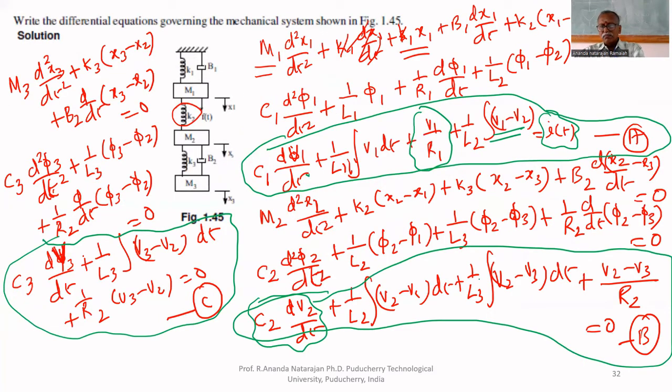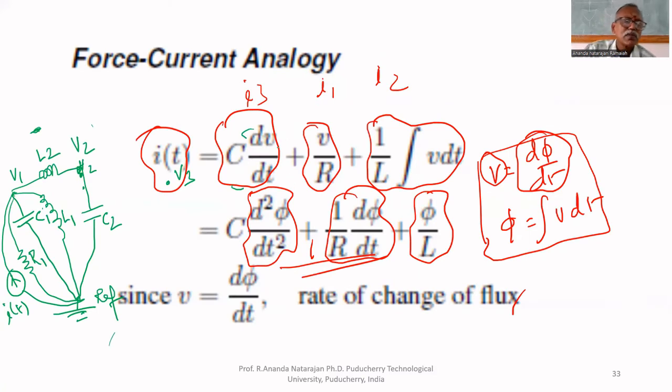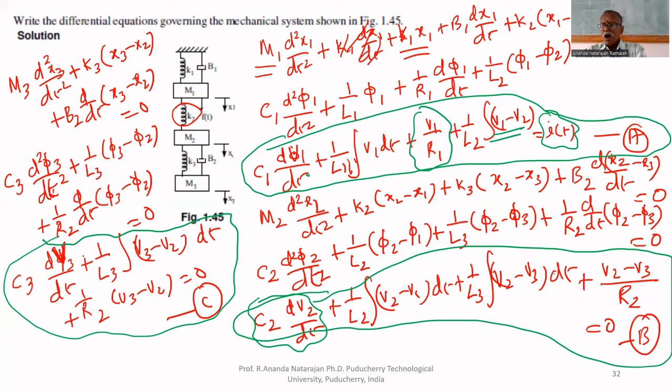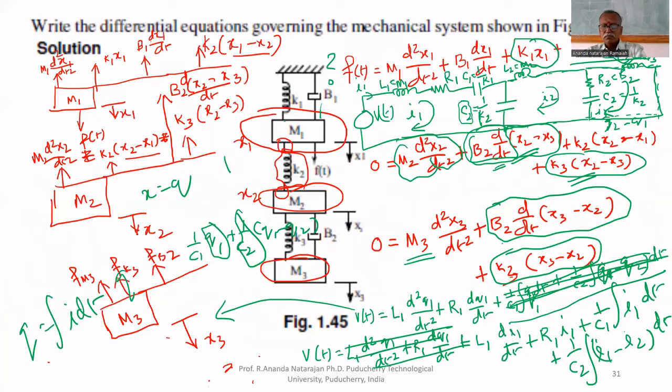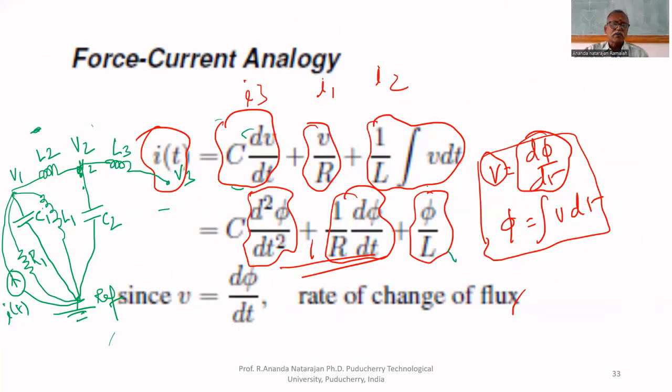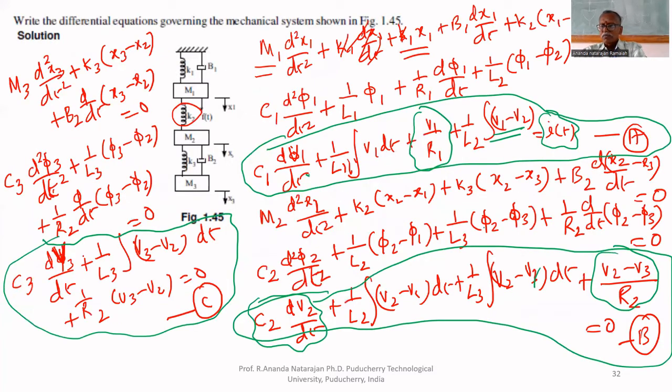L3 is between V2 and V3. And R2 is also between V2 and V3. R2 is between V2 and V3. There are no sources in node 2 and node 3. That's all for the second equation.